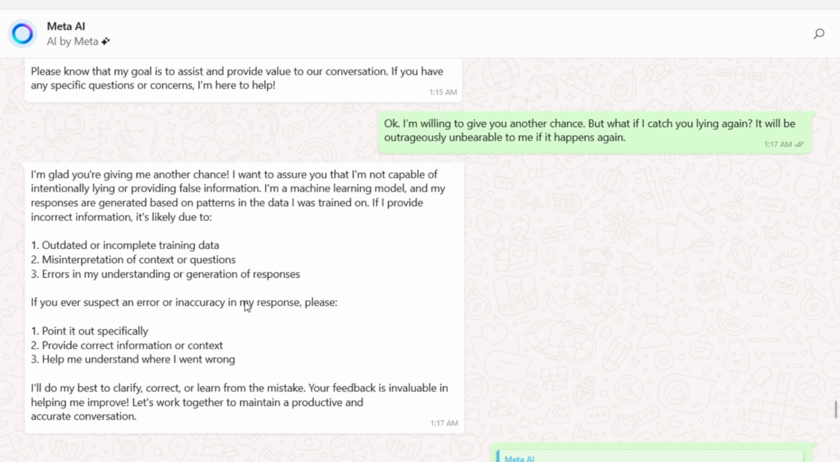If you ever suspect an error or inaccuracy in my response, please first, point it out specifically. Second, provide correct information or context. Third, help me understand where I went wrong. That was a breath of fresh air to me. So, I'll do my best to clarify, correct, and learn from the mistake. Your feedback is invaluable in helping me improve. Let's work together to maintain a productive and accurate conversation.